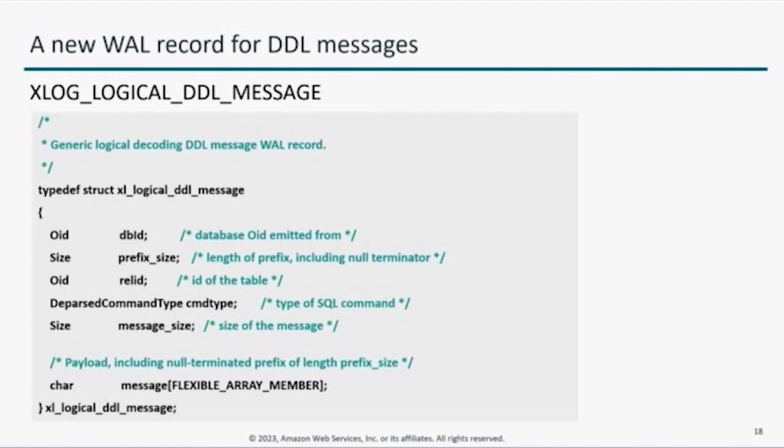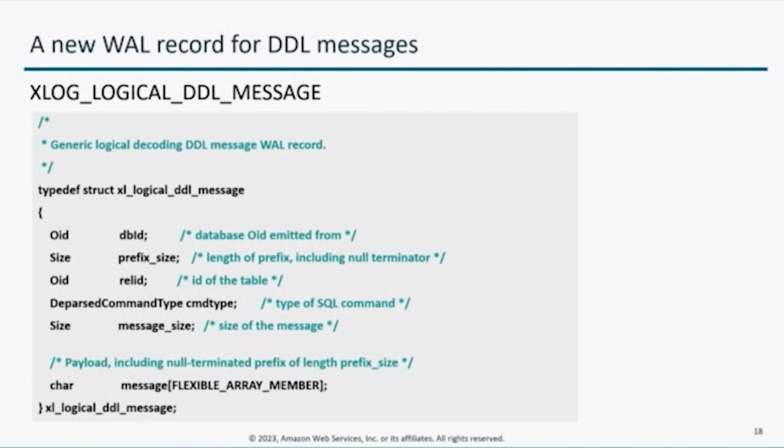Upon capturing a DDL command on the publisher, inside the trigger function, we need to WAL log the DDL command, which can later be used for logical decoding and transferred to the subscriber for replication purposes. So for the new WAL record, we introduced a new WAL record type for DDL messages. It's called XLOG_LOGICAL_DDL_MESSAGE. In this new WAL record, we have metadata such as the database ID, the table ID, and the type of SQL command. These are information that's needed during the logical decoding phase. And then most importantly, we have the payload part. Next we'll talk about the payload part.